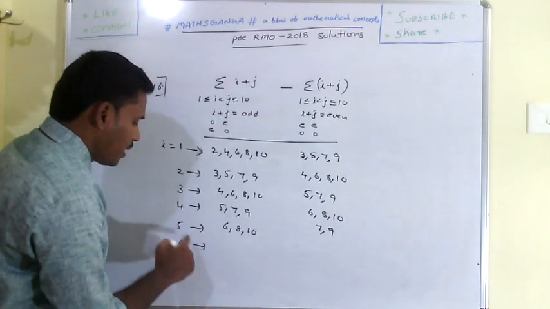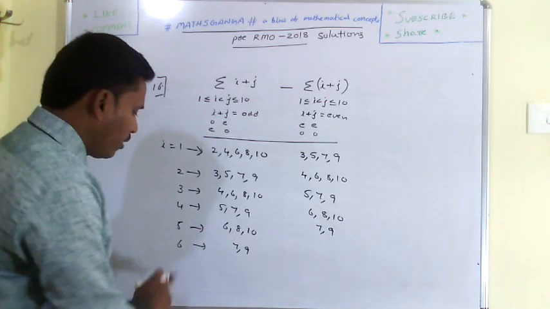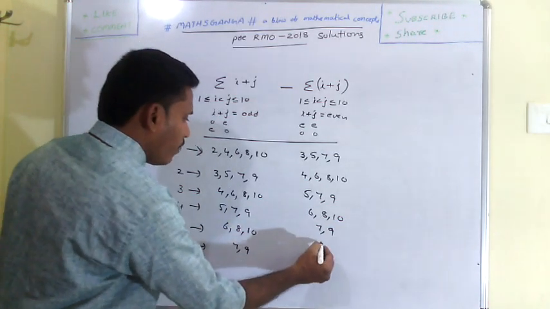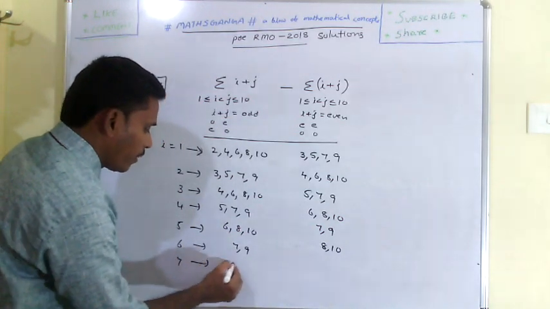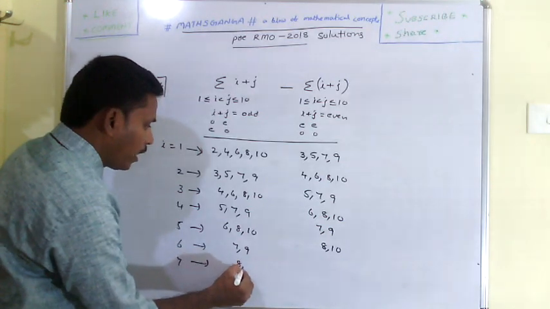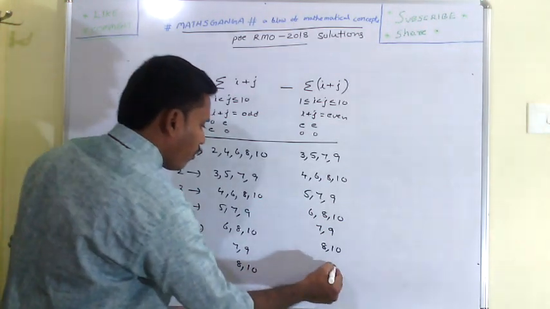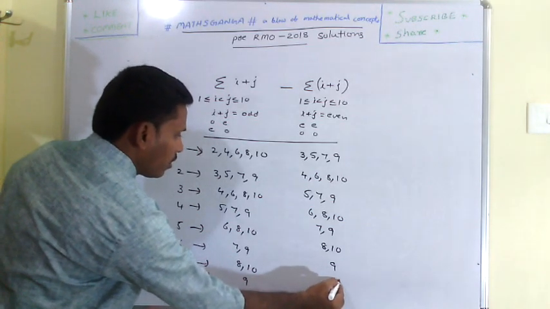If i is 6, since it is even, you need to write the odd: 7, 9, greater than 6 and below 10. If i is 6, there must be even values, so that will be 8, 10. And if i is 7, here the value will be an odd number, so we need to write even: 8, 10. If it is 7, I will write 9 here itself. If it is 8, it will be 9, and this is 10.